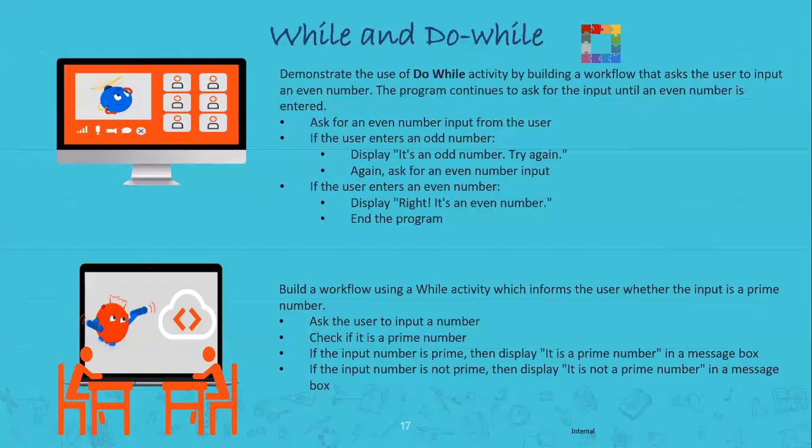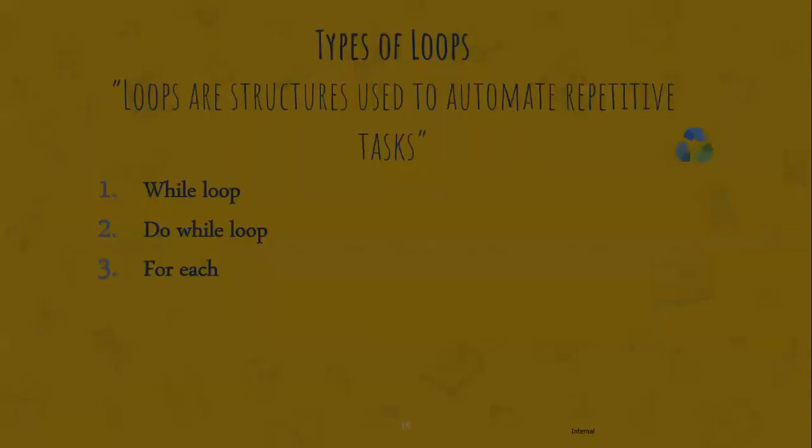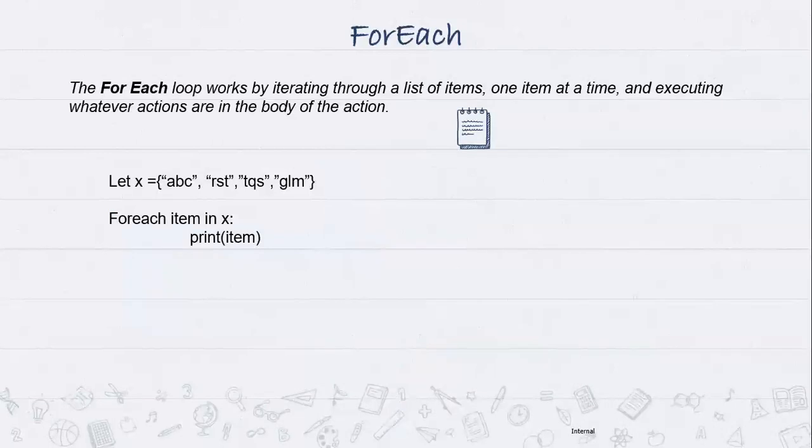Okay, so for each, then we have while, and loop, right? So these are the basics. Wherever you go in UiPath, these are the fundamental things. That's why it got stretched, and that's why it is taking time for us to go back. So we have this for each.